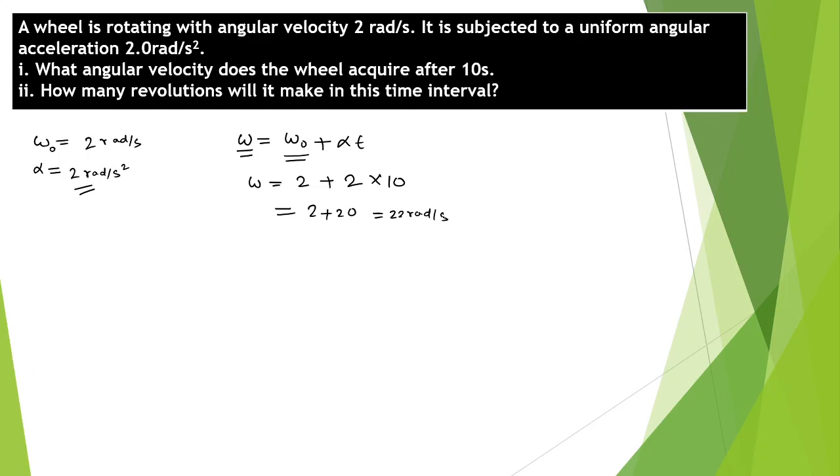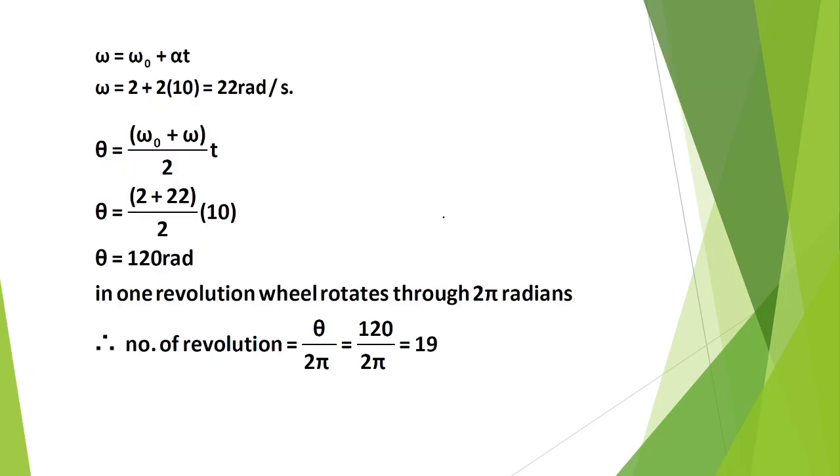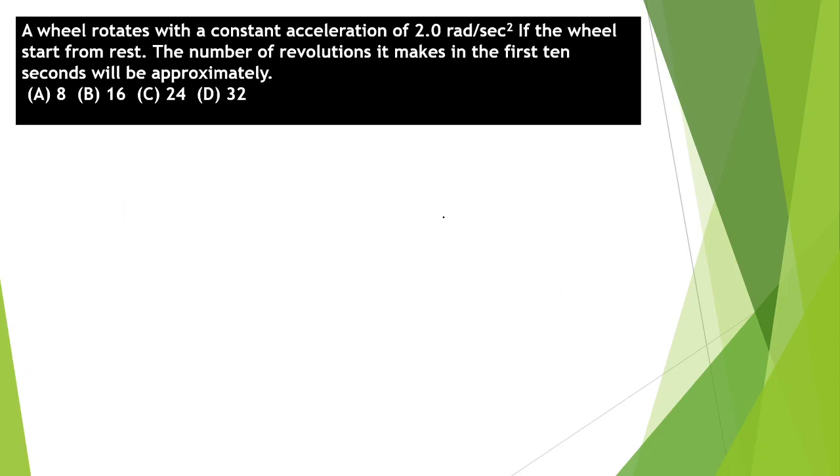Okay. Now we have to move on to the next question. What is the next question? A wheel rotates with a constant angular acceleration alpha. So the wheel rotates with a constant acceleration of 2 radian per second square. So in this question, angular acceleration alpha is given, that is 2 radian per second square. And the wheel starts from rest. So if the wheel is starting from rest, what will be omega naught? Omega naught will be 0, right?